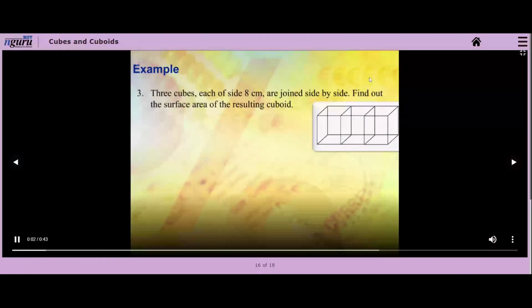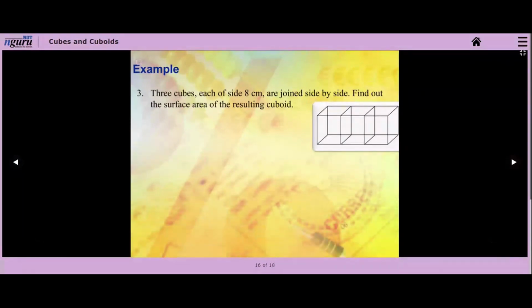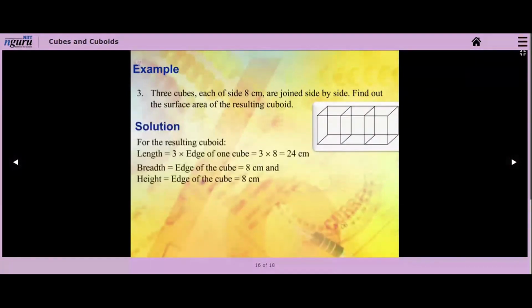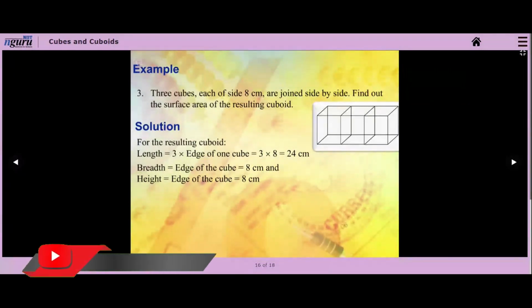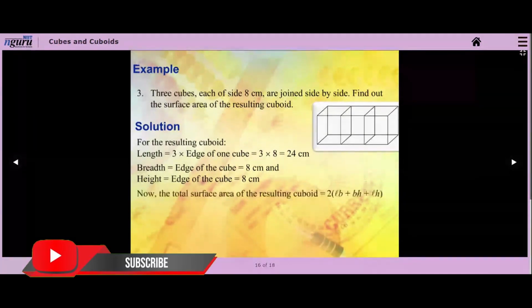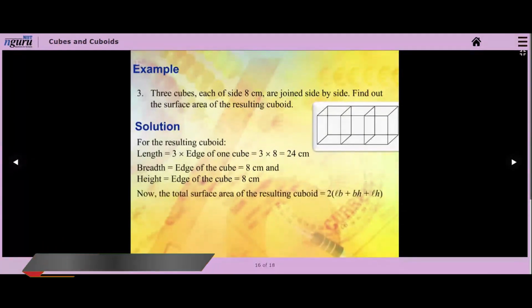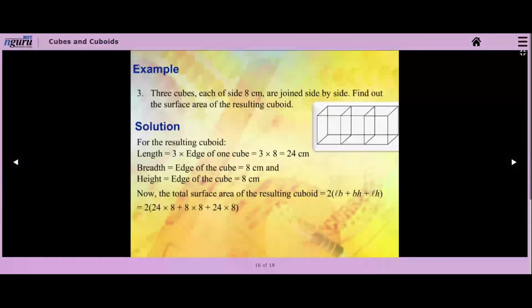Let's check. 3 cubes, each of side 8 centimeters, are joined side by side. Find out the surface area of the resulting cuboid. For the resulting cuboid, the length is equal to 3 times the edge of one cube, which becomes 24 centimeters, and the breadth and height are equal to the edge of the cube, that is 8 centimeters. We know that the surface area of the resulting cuboid is twice the sum of LB, BH and LH. Substitute the values of L, B and H in the formula. The surface area of the cuboid is equal to 896 square centimeters.